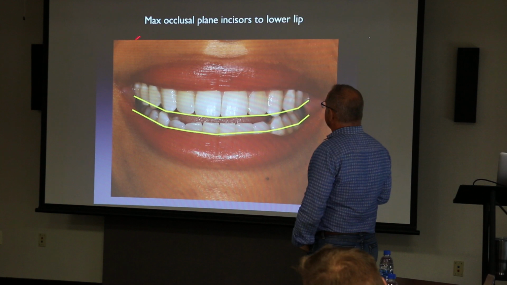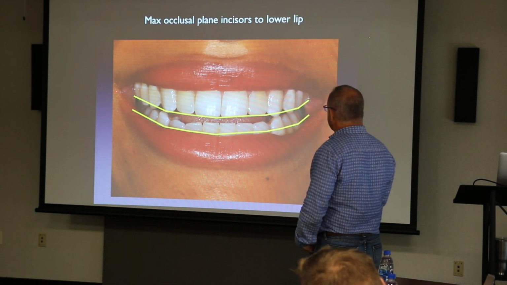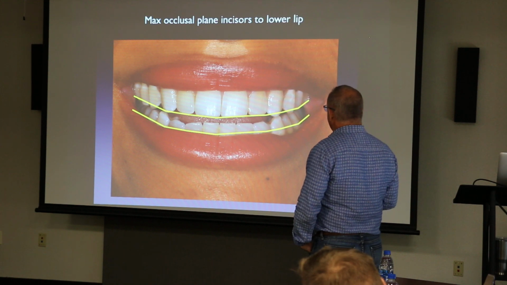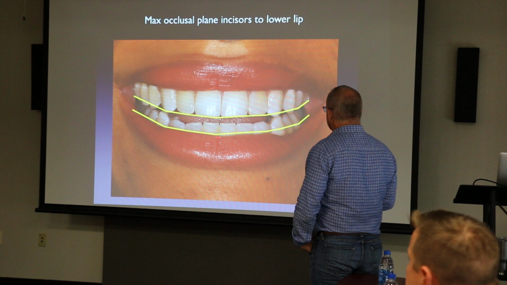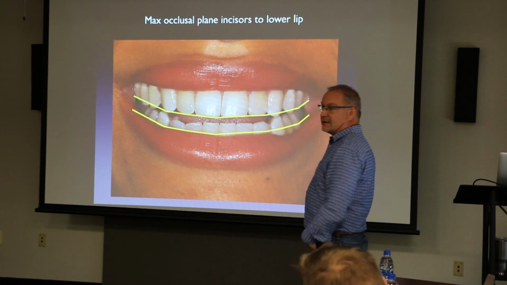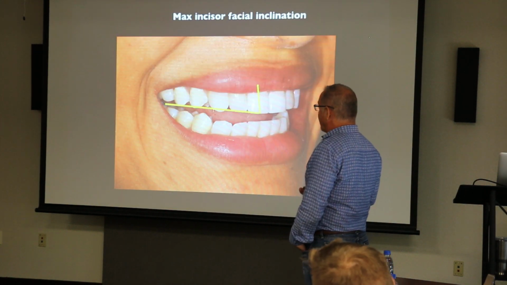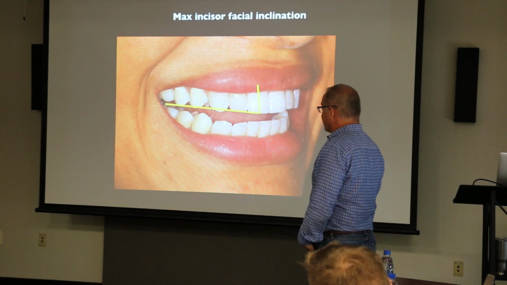The next thing is the maxillary occlusal plane and the lower lip. So we want a smile line that follows the contour. Okay, there's a smile line. Here's the contour of the lower lip. Now you'll notice this patient kind of has this little drop down effect on their lip. Okay, so these are important things to identify and point out because, as you'll see in a later case, that can come into play.